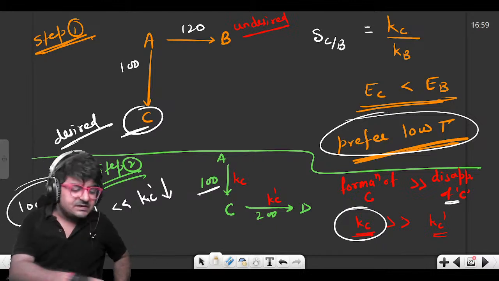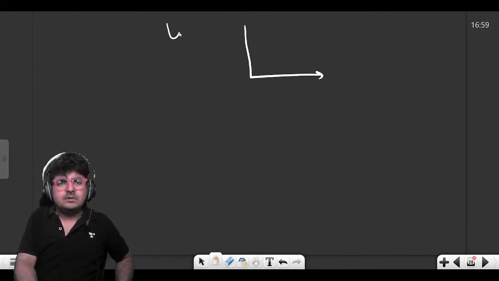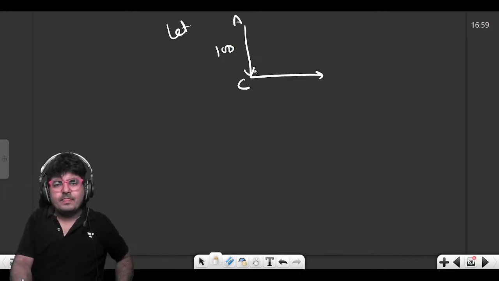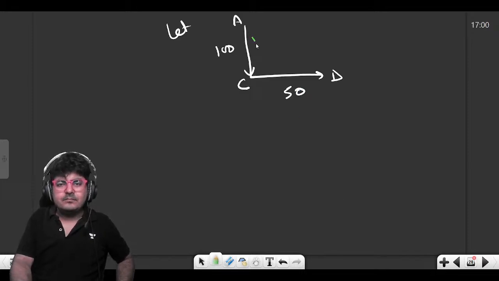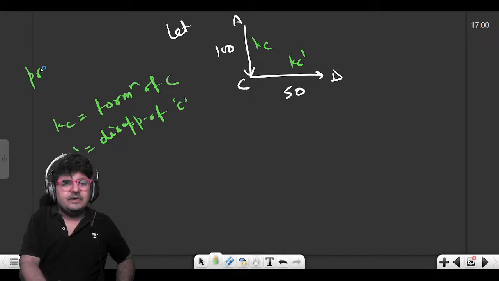ठीक है. बट यहीं पे सपोज अगर एक्टिवेशन एनर्जी इस स्टेप का लेट से 50 होता, सपोज लेट ये 100 है और ये 50 है. तो you know Kc represents formation of C and Kc dash represents disappearance of C. We are coming from the low temperature profile.